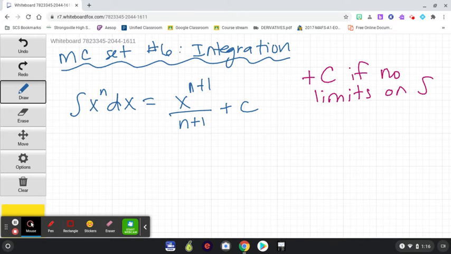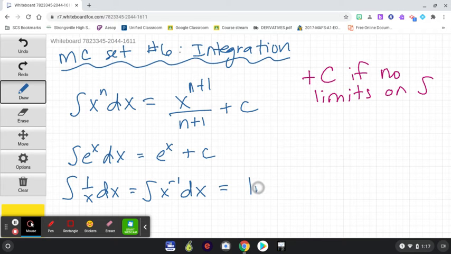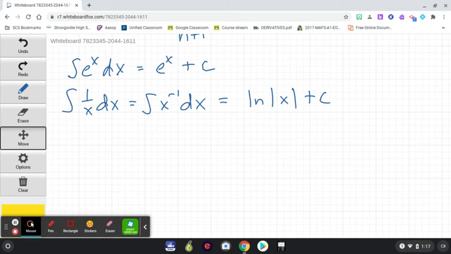Okay. All right, and so if I were to integrate the e function, lucky for you, the antiderivative of e is e. If I were to integrate 1 over x dx, hey, that's the same as saying that I'm going to integrate x to the negative 1 dx. And that is the natural log of the absolute value of x plus c. And so it can be in either of those two forms.